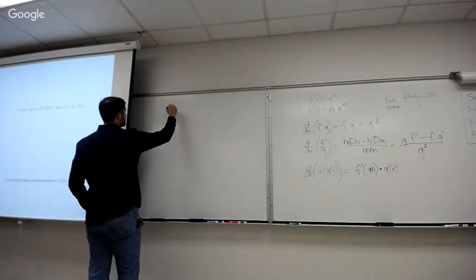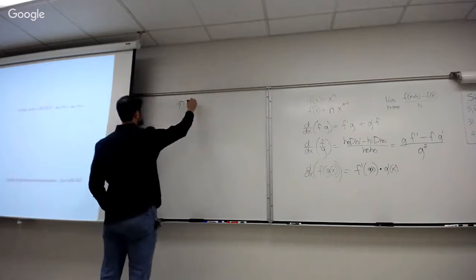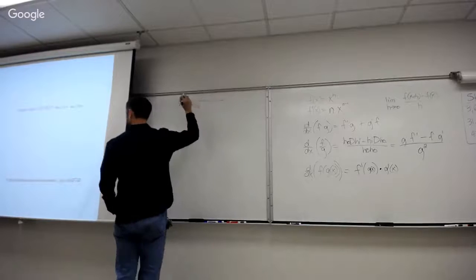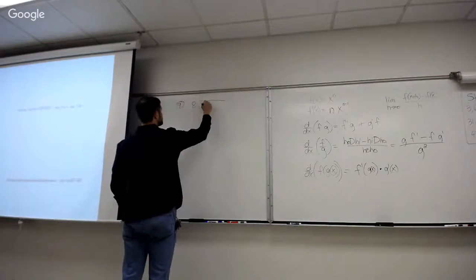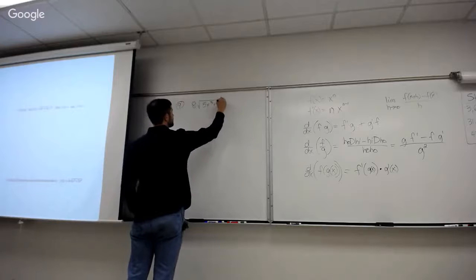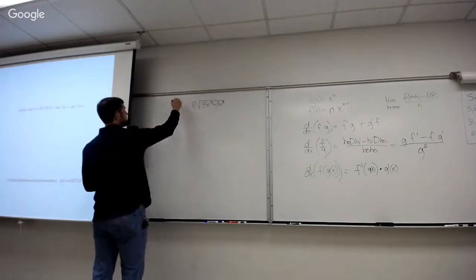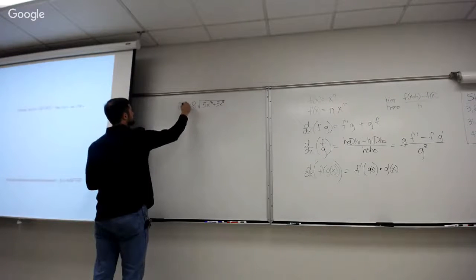So, in number 9, we would like to take the derivative of 8 square root of 5x cubed plus 3x to the 8th. And I should include my f of x. Okay.